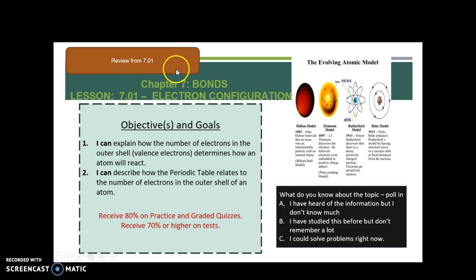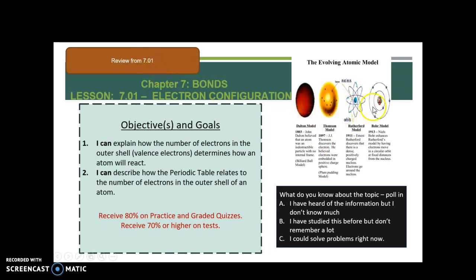Wanted to review some of the information in 7.01, where we started talking about the valence electrons. 7.02 is going to challenge you to understand a little bit more about those valence electrons. So I want to make sure that's really good in your head. Then you will want to go through and review 7.02 also.